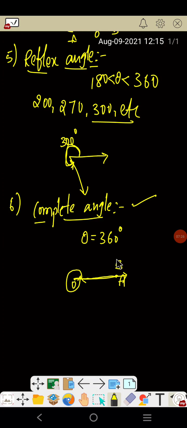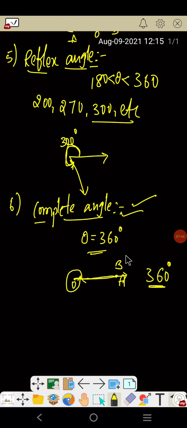One complete rotation means 360 degrees. That angle, the value of one complete rotation, is 360 degrees. That is called the complete angle. Theta is equal to 360 degrees.